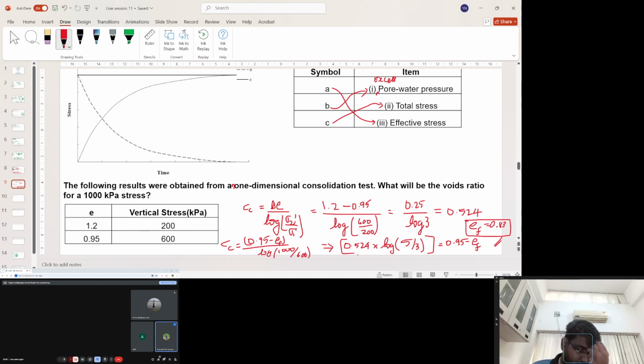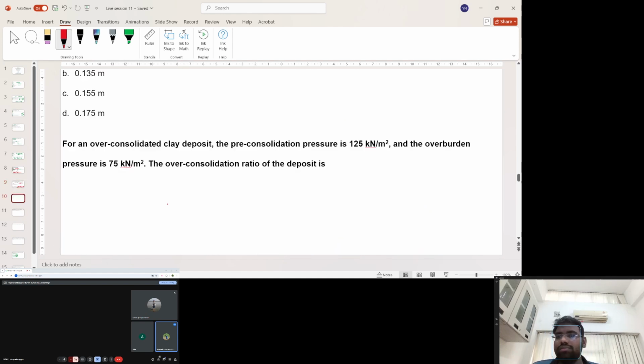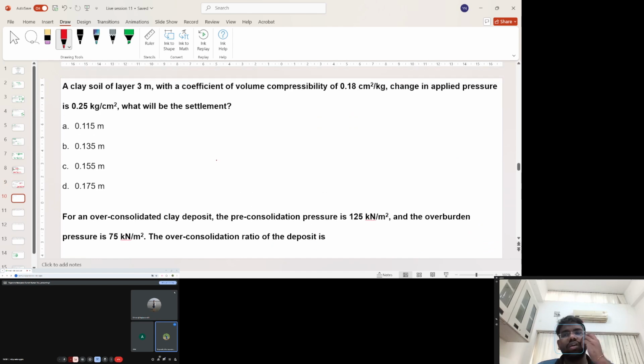Any doubts? No, sir. Thank you. Fine, right? So coming to the next question: a clay soil layer of 3 meters, with a coefficient of volume compressibility of 0.18 centimeter square per kg and a change in applied pressure of 0.25 kg per centimeter square. What will be the settlement? How will we calculate it?